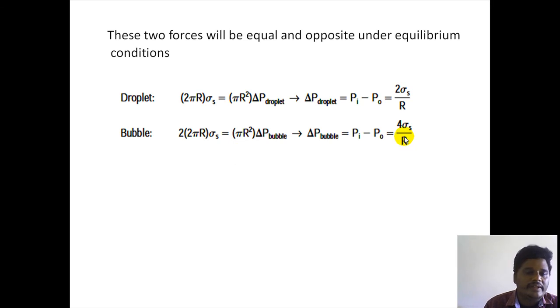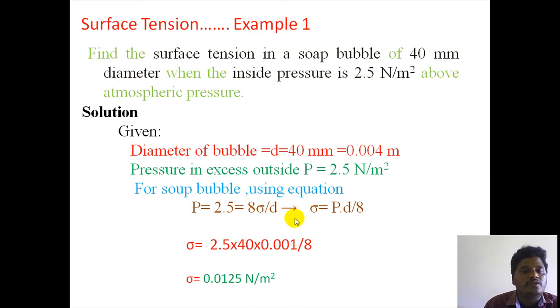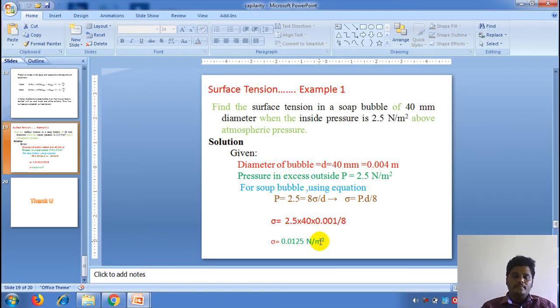You get 8 sigma divided by D, so sigma is equal to P into D divided by 8. Now P is 2.5 and D is 40 into 0.001, which is 0.04, divided by 8. We get sigma equal to 0.00125 Newton per meter. The unit of surface tension is Newton per meter.